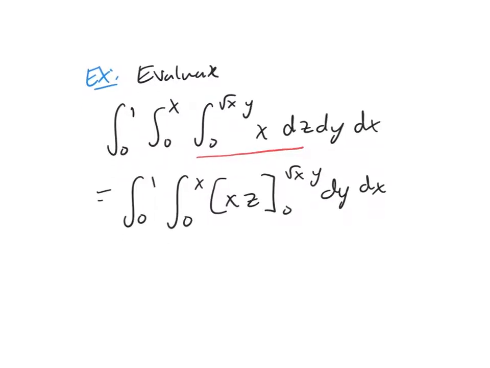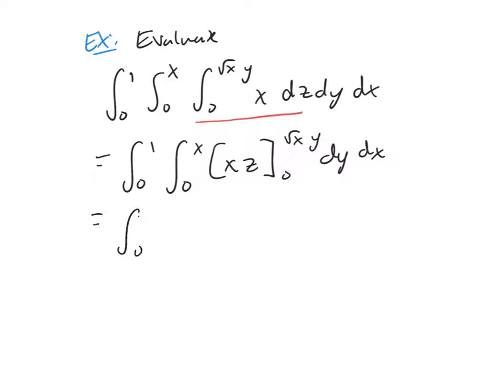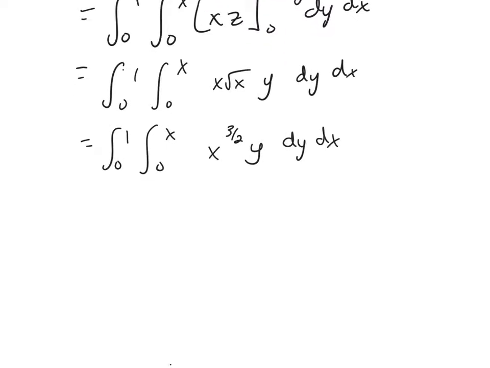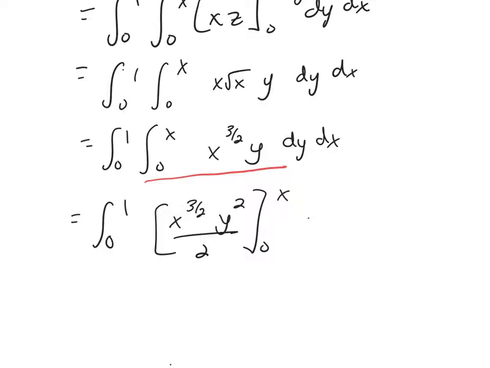So then you're going to plug in your bounds in place of z. You'll get x times the square root of xy. So I'm going to rewrite this as x to the 3/2. So then integrate, again working inside out, with respect to y. So you'll get the integral from 0 to 1, x to the 3/2, y squared over 2 from 0 to x.